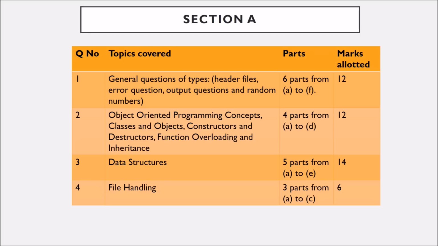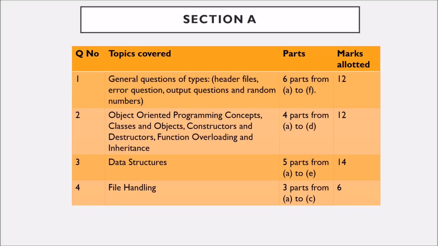Section A has 4 questions. Question 1 contains general questions of the types header files, error questions, output questions, and random numbers. It has 6 parts from A to F and is of 12 marks. Question 2 is based on the topics object-oriented programming concepts, classes and objects, constructors and destructors, function overloading, and inheritance. It has 4 parts from A to D and is of 12 marks.